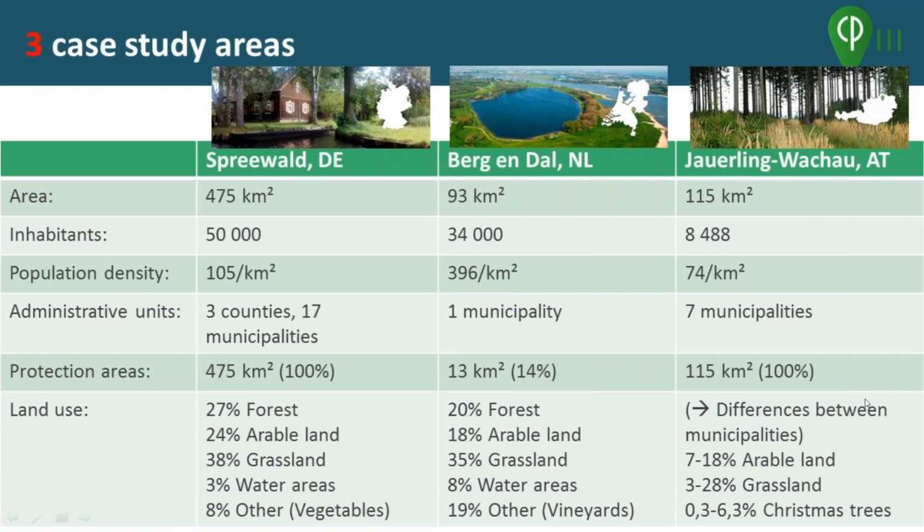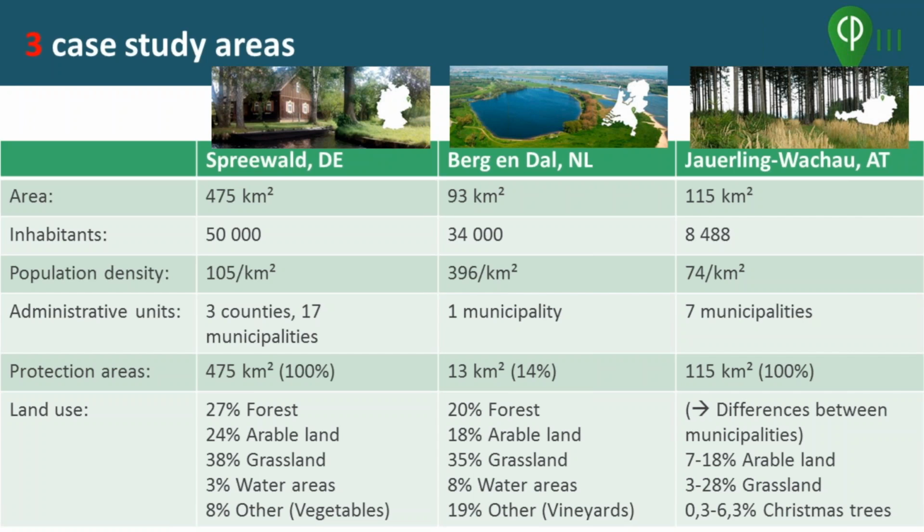In the case of Spreewald and Jauerling-Wachau, 100% of the area was designated as a protection area, and in Berg and Dal it was 14%. And in terms of land use, in the Spreewald region, it was about 1/3 each for forest, arable land, and grassland. Then in Berg and Dal, grassland was way more important, 35%. And in Jauerling-Wachau, it was very different. The land use pattern changed with each municipality, but altogether forests were way more important.